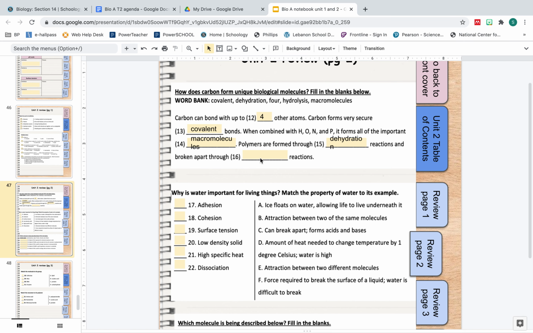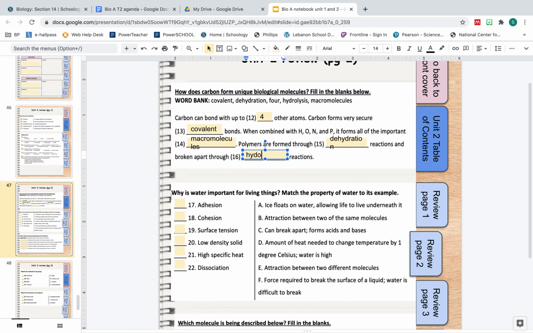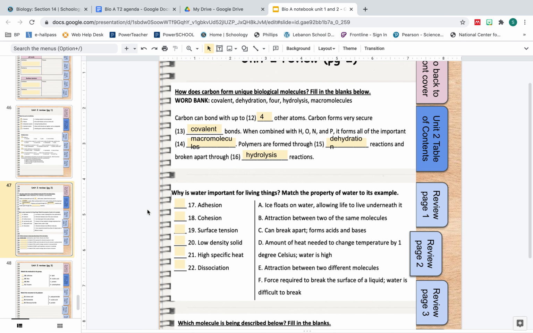Dehydration reactions and broken apart through hydrolysis. There we go. So carbon combined with up to 4 other atoms. Carbon forms very secure covalent bonds. When combined with HONP, it forms all the important macromolecules. Polymers are formed through dehydration reactions and broken apart through hydrolysis reactions. Next up, we have the properties of water.